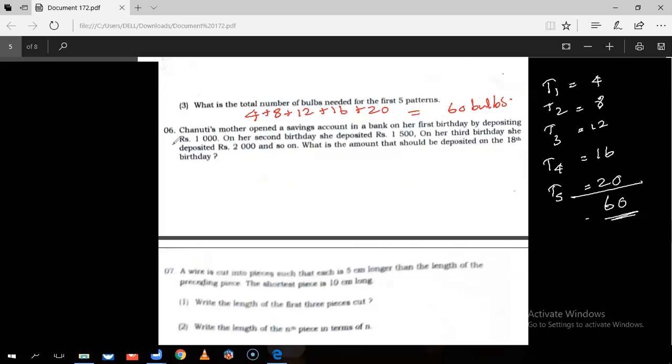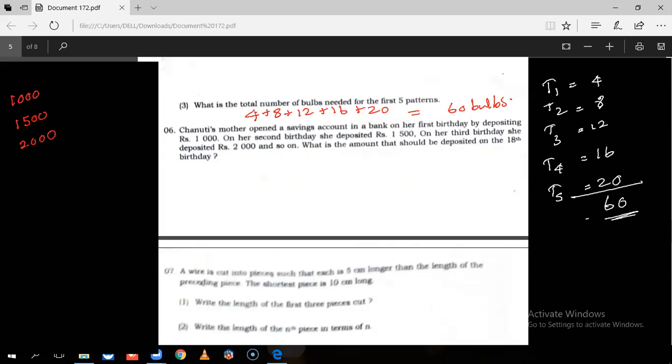This thing I will just start to do here. Chanviti's mother opened a savings account in a bank on her first birthday by depositing 1,000 rupees. On her first birthday she deposits 1,000 rupees. On her second birthday, she deposits 1,500. On her third birthday, she deposits 2,000. What is the amount that should be deposited on the 18th birthday?